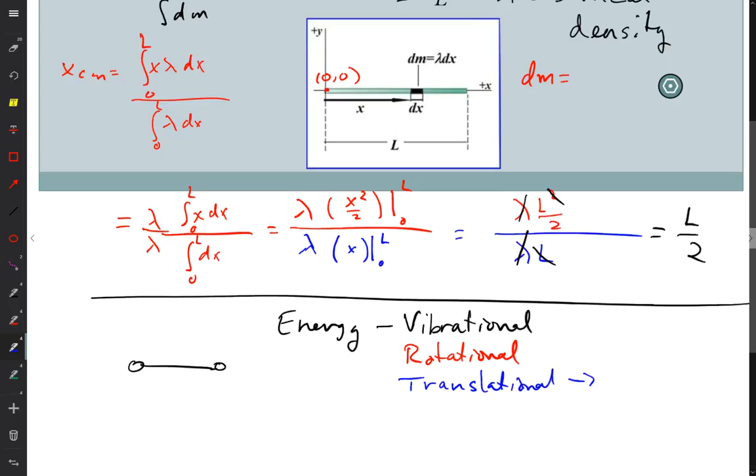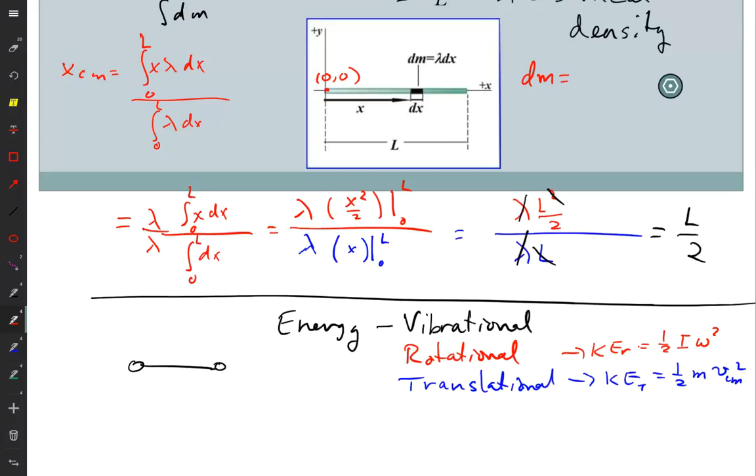So the translational kinetic energy is 1/2 the mass of the molecule times the speed of the center of mass squared. The rotational is 1/2 I times the rotational velocity squared. I will mention that the vibrational is a little more complicated, so I'm not going to write its equation out.